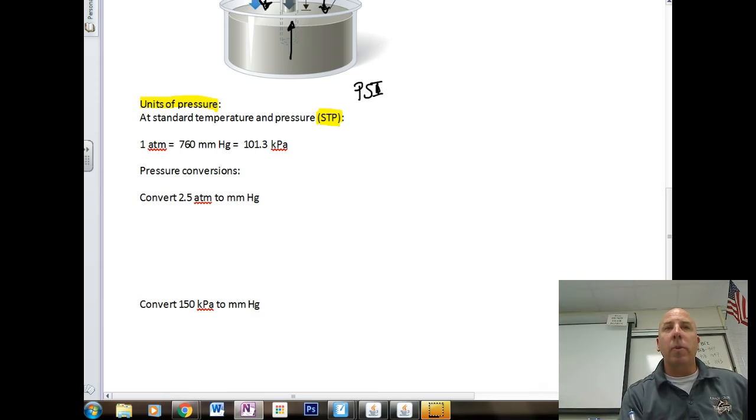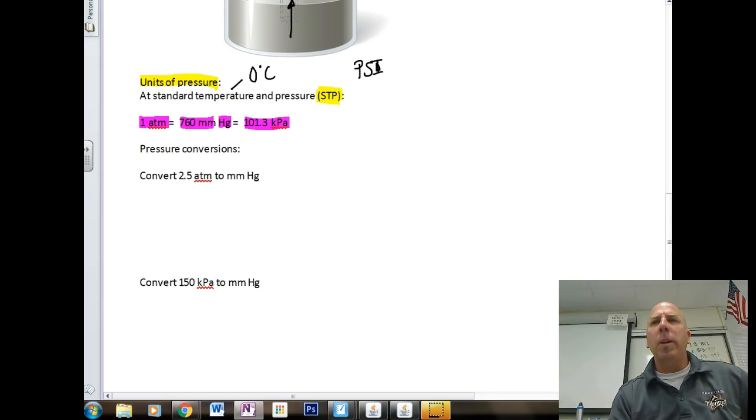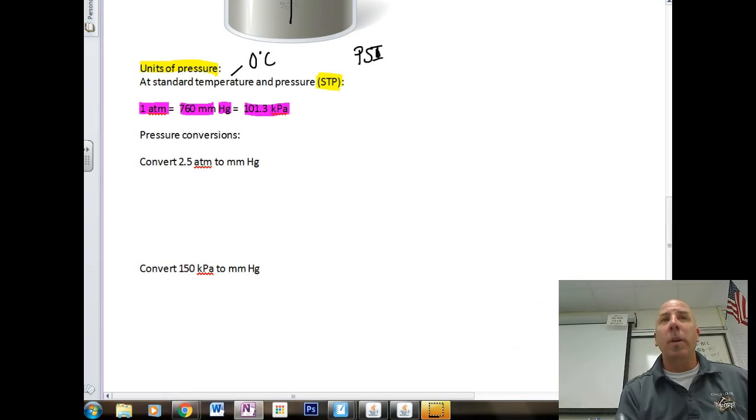Now, that standard temperature we talked about before is 0 degrees Celsius, and the standard pressures are given below. Our standard pressures are 1 atmosphere. Another one of them is 760 millimeters of mercury, that's using the mercury barometer, and also a standard unit is 101.3 kilopascals, 101.3 kPa. These are all given to you on the back of your periodic table, so you don't really need to memorize them, you just need to know how to use them. And we're going to use them in pressure conversions next.